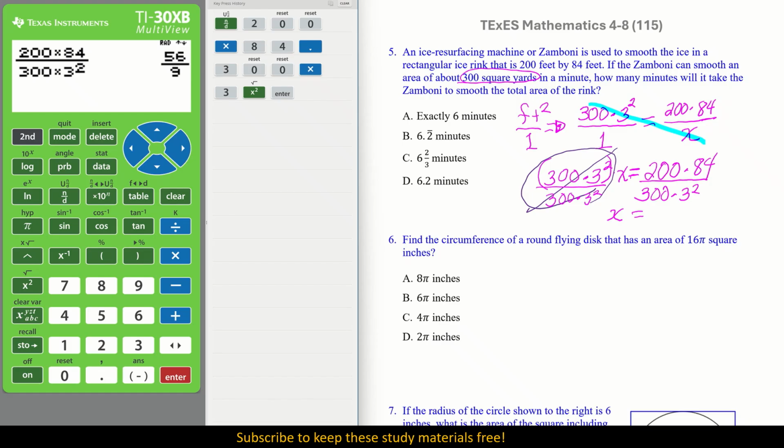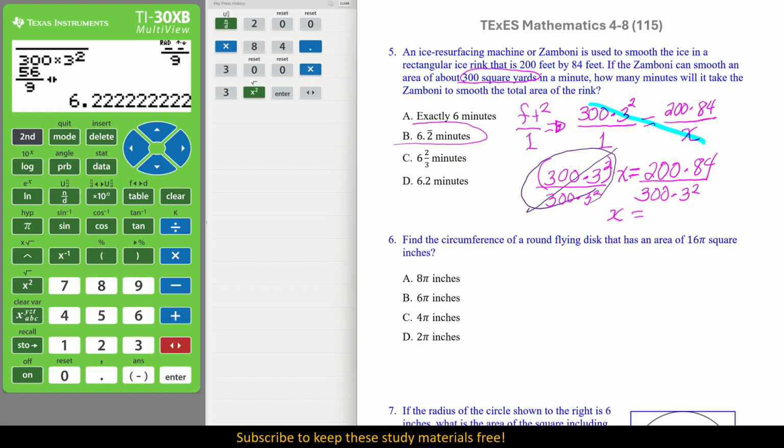But let's try two things. The first thing I would try, because I see some decimals, is I would push the toggle button. And I see 6.2 repeating. And guess what? We have that. B is the correct option. It's the only 2 repeating.